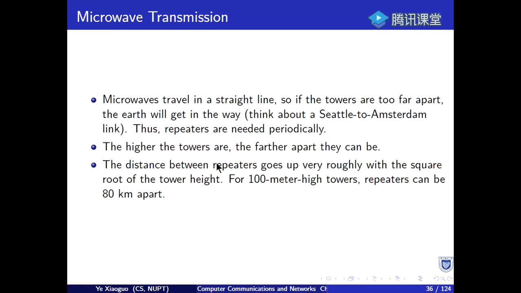Microwaves travel in straight lines, so if the towers are too far apart, the Earth will get in the way. Thus, repeaters are needed periodically. The higher the towers are, the farther apart they can be. The distance between the repeaters goes up very roughly with the square root of the tower height. For 100 meter high towers, repeaters can be 80 kilometers apart.